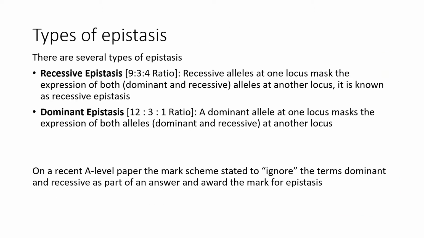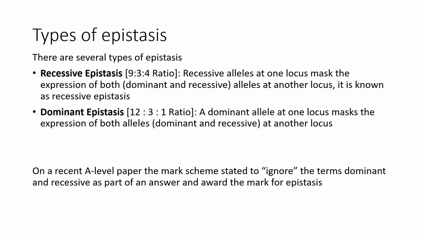There are many different types of epistasis. Recessive and dominant are the most common ones, but there are lots of other examples. You will not be expected to identify any of these in the exam. On one of the A-level specifications, it actually specifically says to ignore the words dominant and recessive. It simply wanted you to identify the process as epistasis.